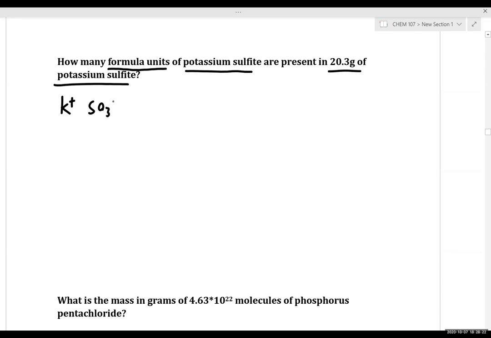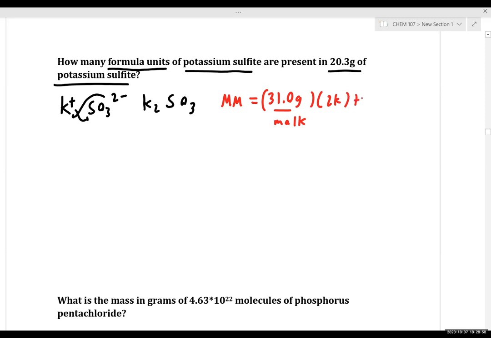Yep. So potassium is K plus. Sulfite is SO3 2 minus. We cross our charges and that gives us K2SO3. Now, we're going to calculate the molar mass of this sample. So in this case, to calculate the molar mass, we add up the mass of each atom in our sample. So potassium is 31.0 gram per mole. And we know that we have 2 potassium atoms.